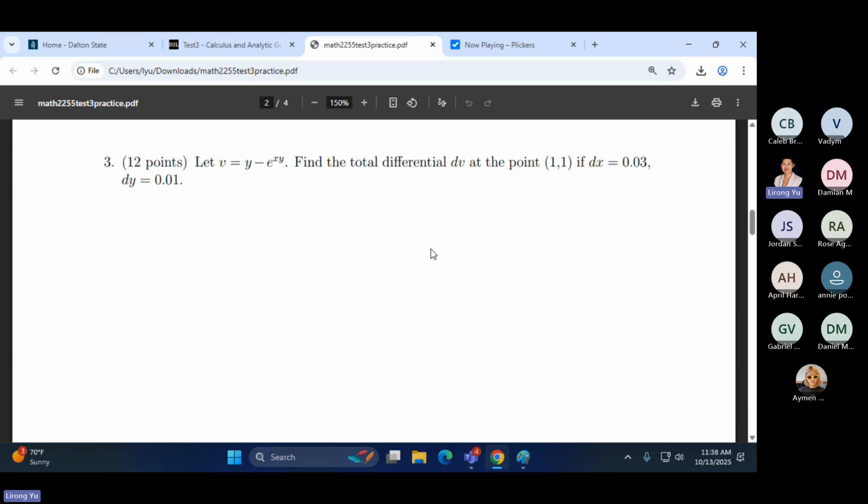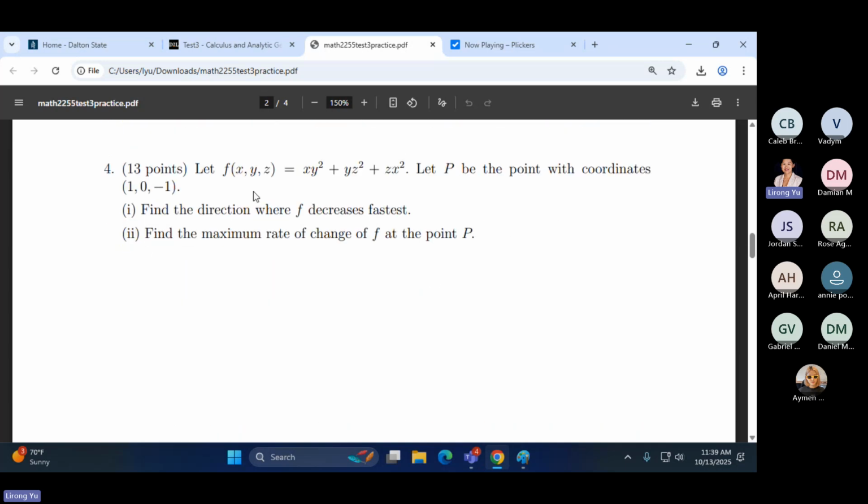Number 3 is try to find the total differential dv. So dv should equal the derivative of v, so vx multiplied by dx plus vy multiplied by dy. So you need to find out the partial derivative of v with respect to x, or partial derivative of v with respect to y. These are all the calculation components for the dv. And of course, this has a number, so x equals 1, y equals 1. That will allow you to find the value, and dx, dy is also given. So that was question number 3.